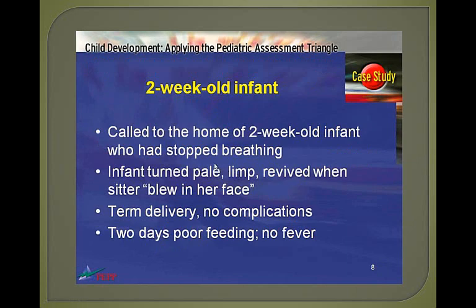Here's a case study of a 2-week-old infant. You are called to the home of a 2-week-old infant, and this is for EMTs, but this applies to the ER nurse or to the nurse on the floor that just has had a patient sent up from the ER. The infant has stopped breathing, turned pale and limp, and revived when the sitter blew in her face. It was a term delivery with no complications. The patient has had 2 days of poor feeding, but no fever.